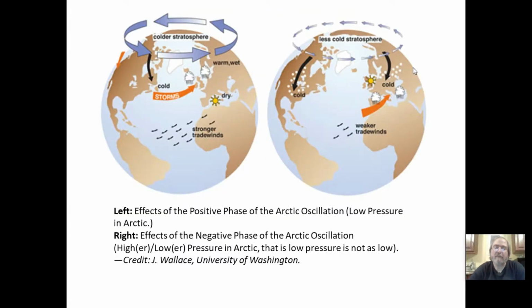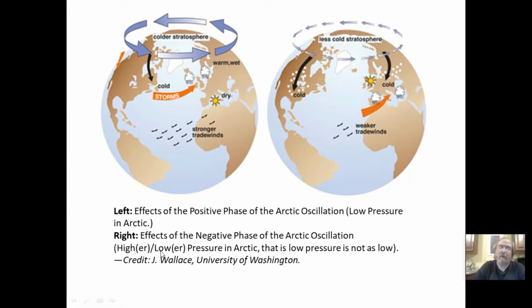So on the left, we see the effects of the positive phase of the Arctic Oscillation. Low pressure in the Arctic. And what do we see? We see storm tracks nailing Ireland, the UK, and so on. It's warm and wet over Scandinavia, Iceland. Cold over here. Dry in the Mediterranean. Effects of the negative phase of the Arctic Oscillation.